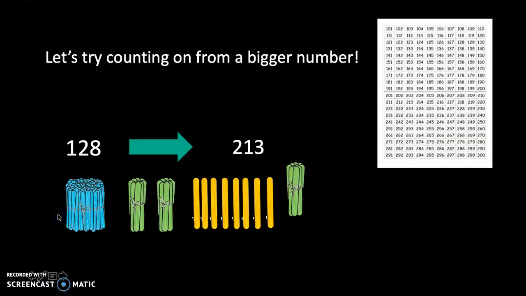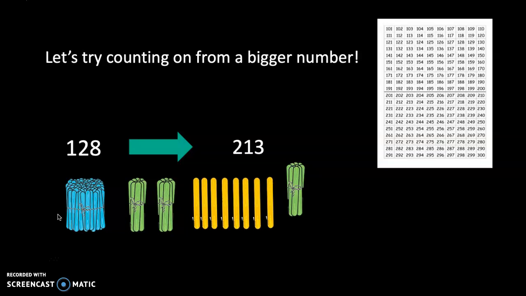So I'm going to count on by 10. Because I can't add 100, because if I added a bundle of 100, it would go 128 to 228, and that's too much. That gets me past 213, which means that then I have to count by tens. So I had 128, now I still have 100, but instead of 2 tens, I have 3 tens, which makes it 138, and I still have my same 8 ones.